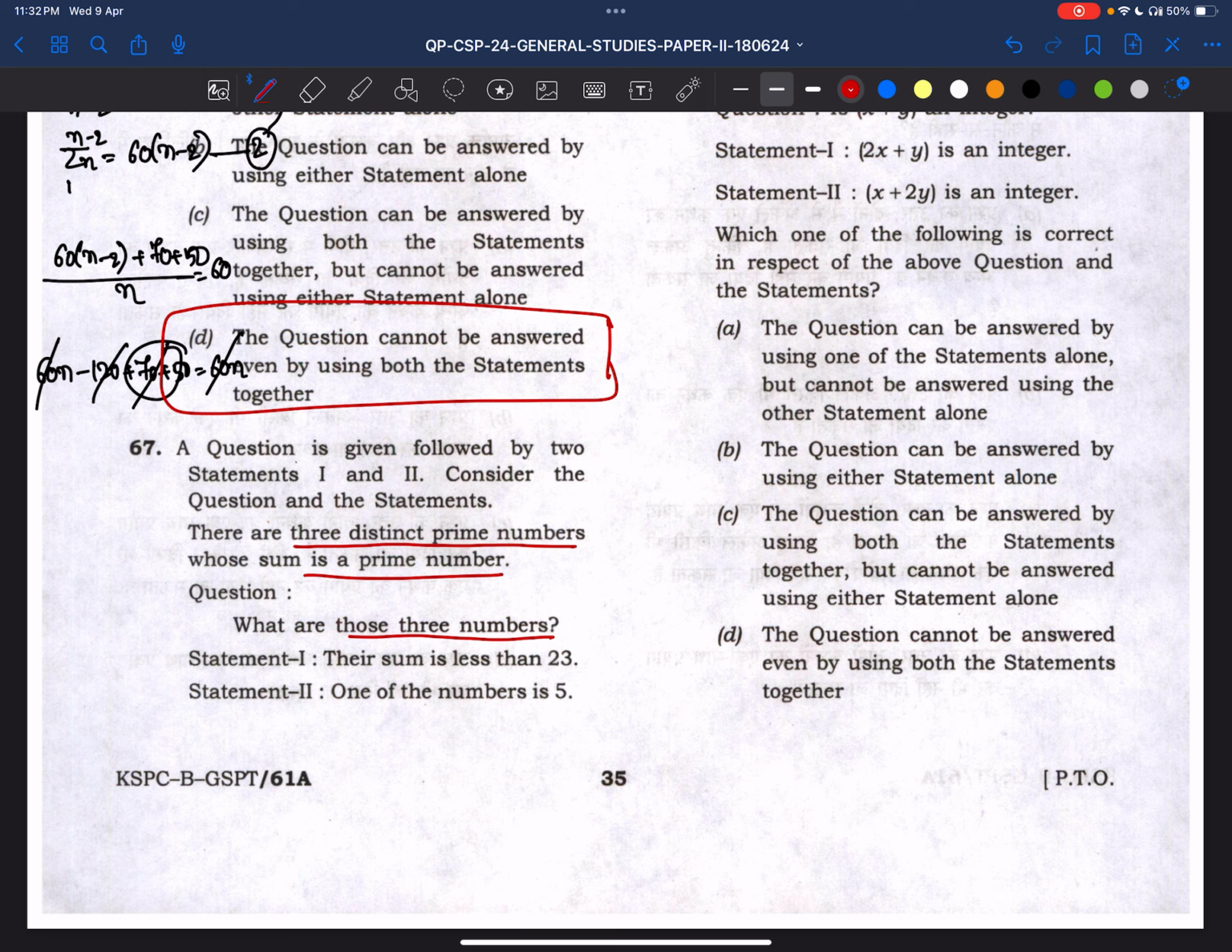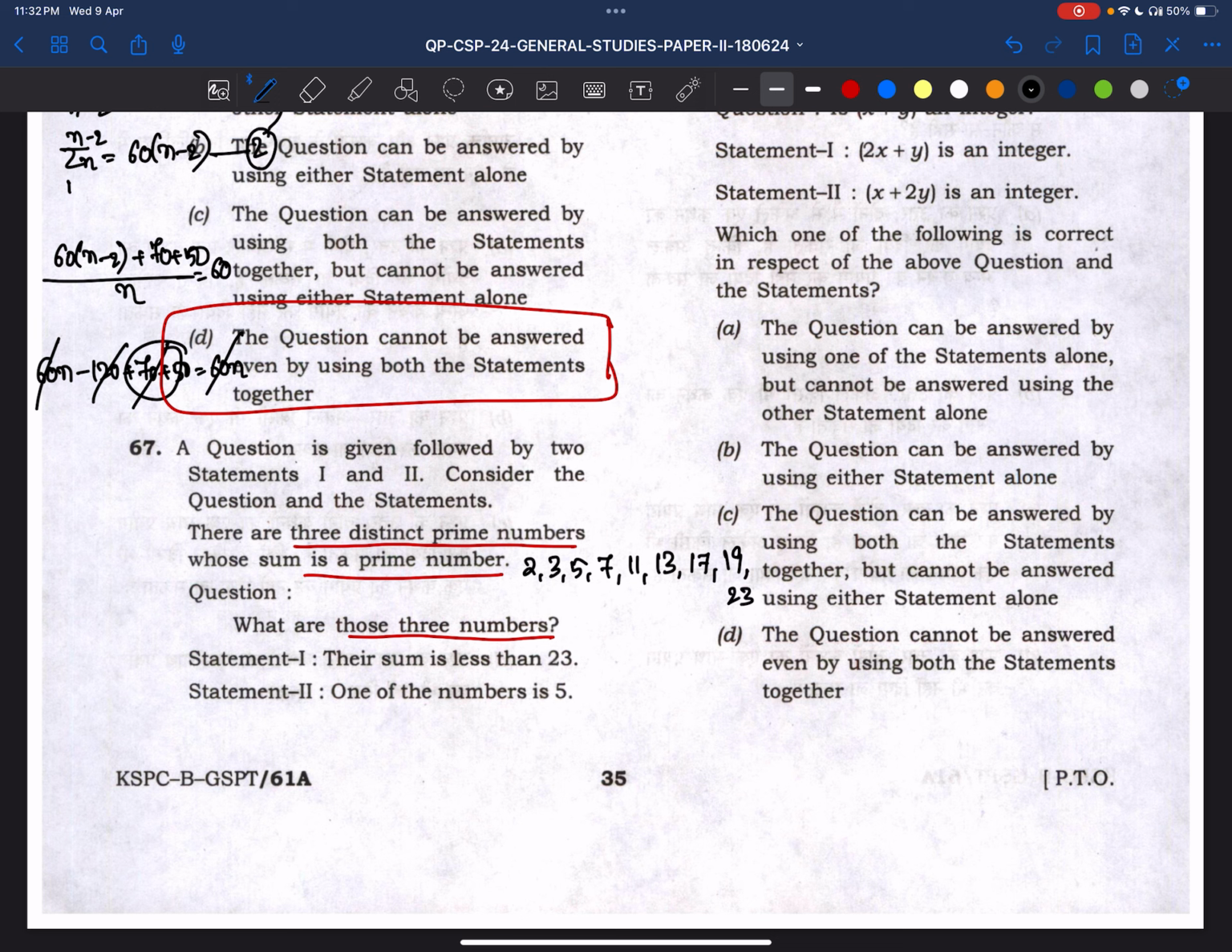Their sum is less than 23. Next, statement 2: one of the numbers is 5. See, what are the prime numbers? 2, 5, 7, 11, 13, 17, 19, 23.